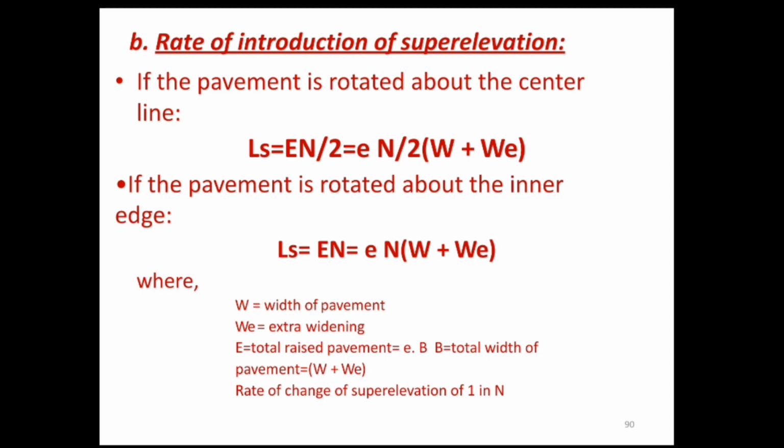However, if the pavement is rotated about the inner edge, then the length of the transition curve is given by Ls equals En, that equals E into n, the bracket W plus WE.